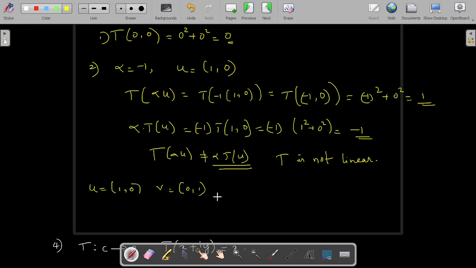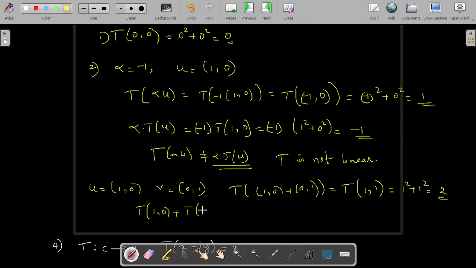You take these two vectors, T of (1, 0) plus (0, 1), where it goes to T of (1, 1), that is 1 square plus 1 square, which is 2. Whereas T of (1, 0) plus T of (0, 1) equals, this is 1 square plus this is also 1 square, that is giving you 2. For these two vectors it is satisfying, correct? No. So you can't conclude it is preserving vector addition.